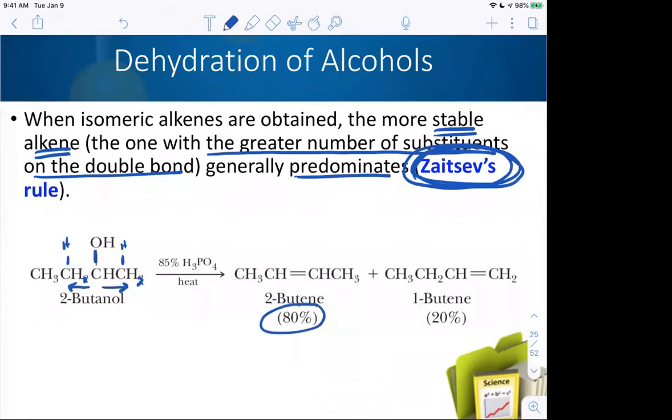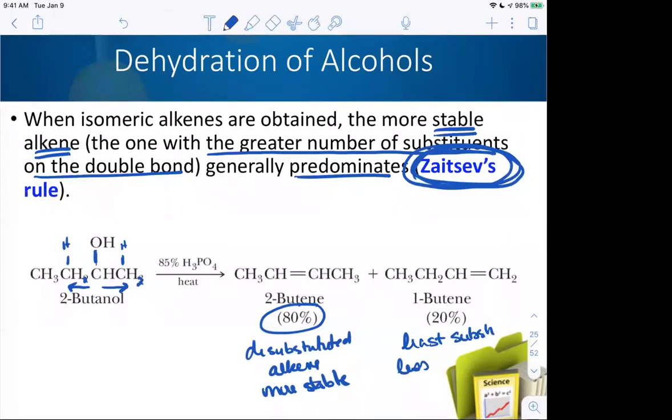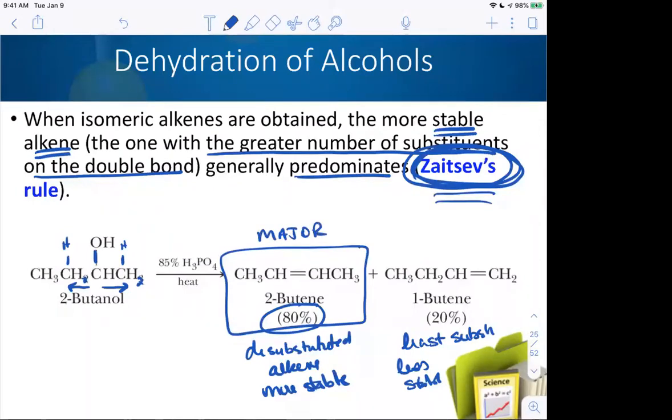Notice I get 80% of this 2-butene because this is di-substituted. So this alkene is more stable. And then this is the least substituted. It's only monosubstituted, which is less stable. So following Zaitsev's rule, you're going to get this as the major product. And you always have to consider regiochemistry, right? This is an example of regiochemistry.